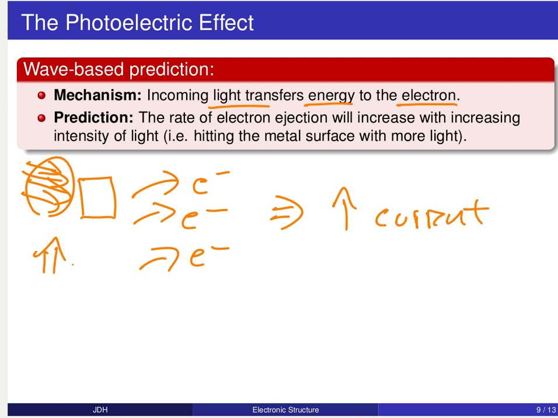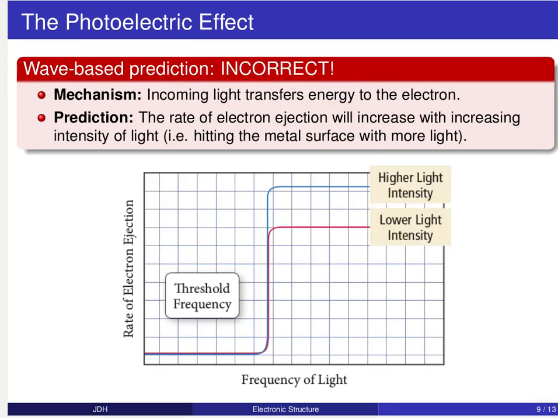So more light, we're basically saying increase our intensity. Okay, increase the intensity, more light hitting the metal, more electrons coming out, more current. Seems simple enough. But of course, here's where the problem comes in. It turns out that this wave-based prediction of what would happen in this photoelectric effect experimental setup is incorrect entirely.